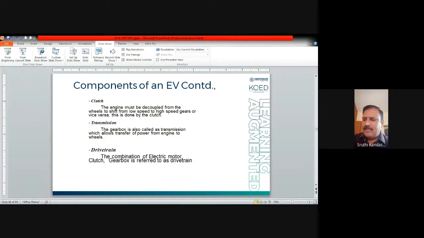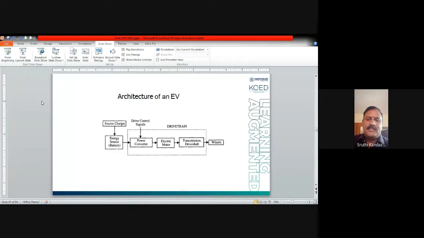Then we have the electric motor. DC series motors and induction motors were used at the earlier stage of electric vehicles. Now it has shifted to special electrical machines like BLDC motors and permanent magnet DC motors.